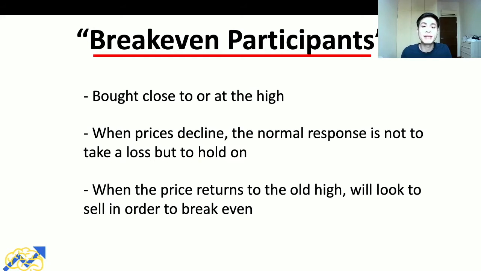So when the price returns back to the old previous high, these participants will look to sell in order to break even. And that is why resistance levels tend to form at previous highs. Because when prices reach the price level of the previous highs, participants who bought at the previous highs will tend to want to sell to break even. And that is why at that price level, there tends to be a greater supply of stock relative to the demand.